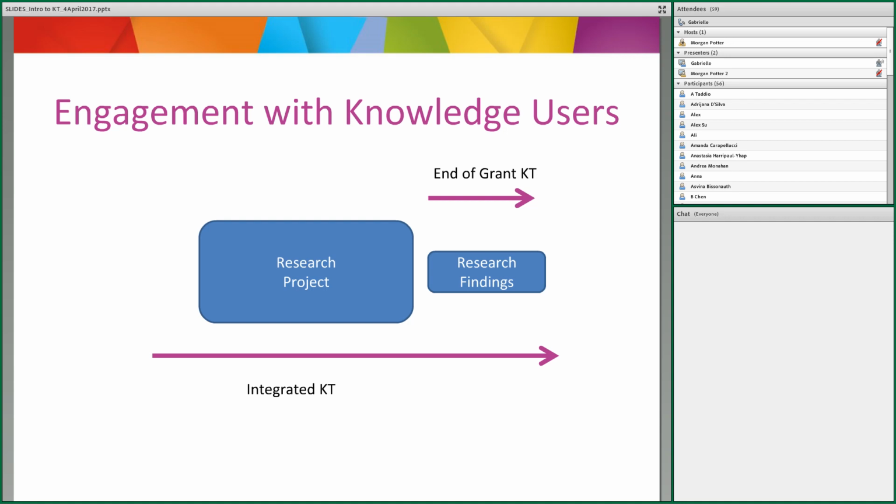For end-of-grant knowledge translation, researchers should be engaging with relevant knowledge users to craft and tailor messages and help disseminate research findings. So your engagement with your knowledge users is done at the end of your project, whereas for integrated knowledge translation, potential knowledge users are engaged throughout the research process. So we're going to talk about these two separately.